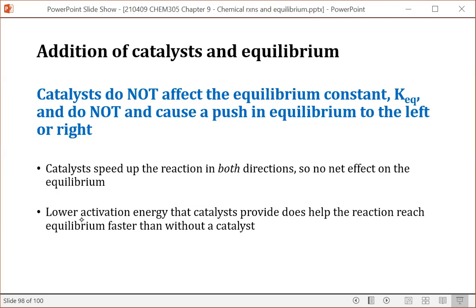So adding a catalyst won't affect the equilibrium constant. The lower activation energy that the catalyst provides helps the reaction go forward, and it would also help the reaction go backwards. And so the 2 effects cancel each other out, and it ends up being no net effect if you add a catalyst.